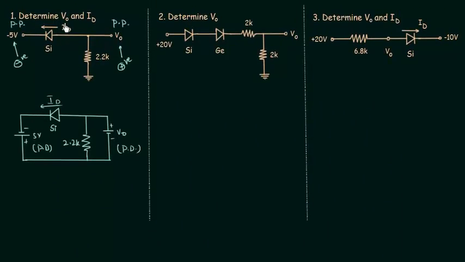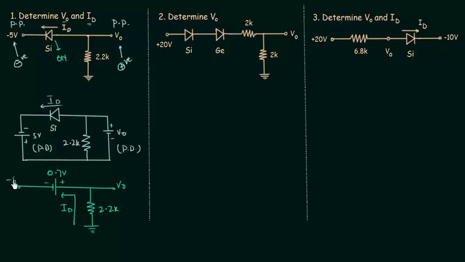I will use this approach to solve this problem. In this problem, we need to calculate V0 and ID, and the first thing is to find out the state of the diode, whether this silicon diode is on or off. You can see the direction of current is matching with the direction of the arrow. So the silicon diode is on, and I will replace this silicon diode with its equivalent circuit. The equivalent circuit is nothing but a potential difference of 0.7 volts. This is the polarity. V naught is the voltage across this resistance, 2.2 kilo ohms. The direction of current ID is like this.